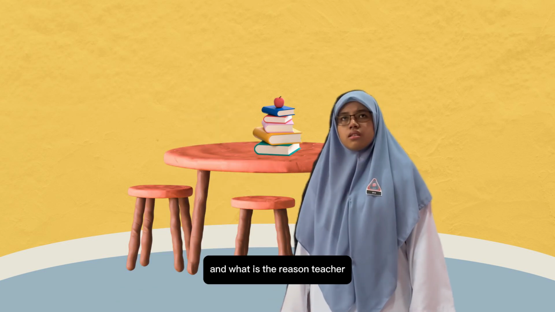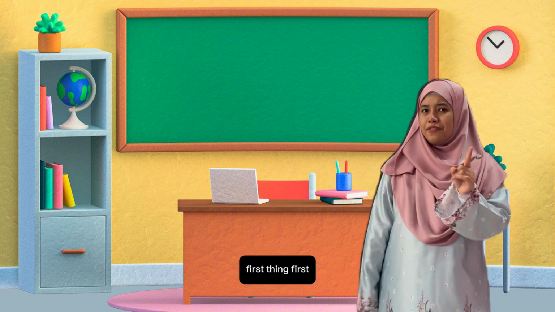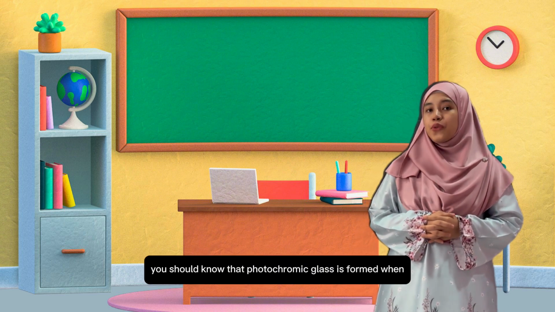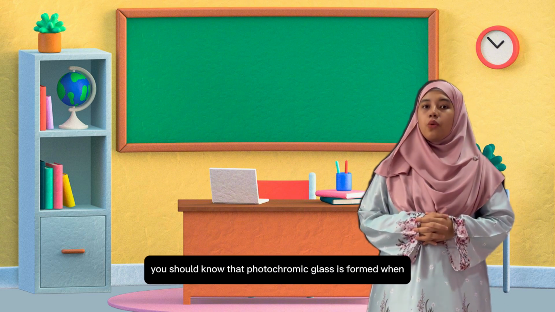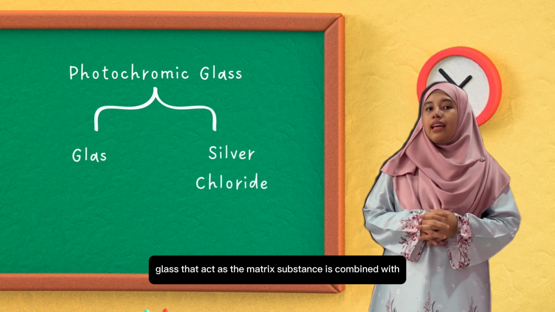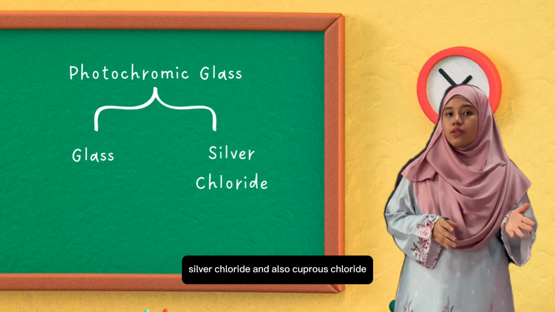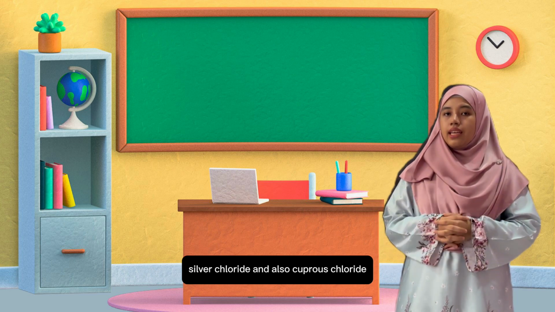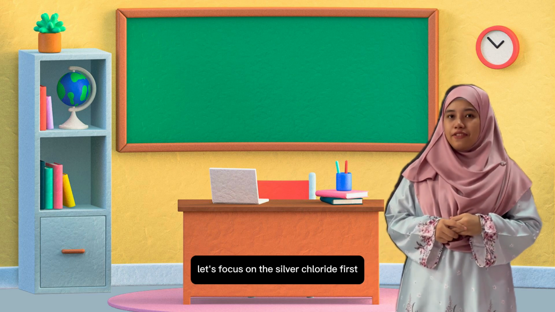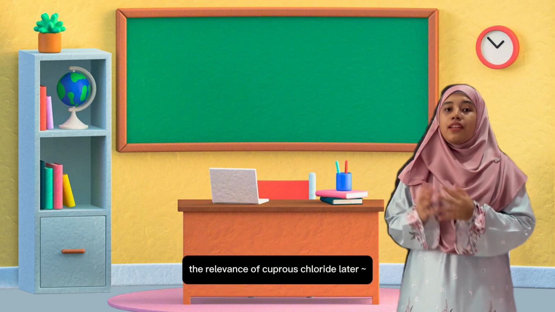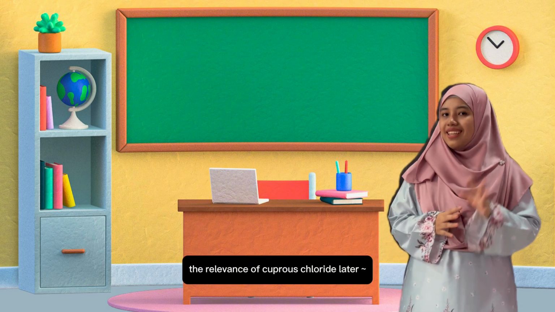And what is the reason, teacher? First thing first, you should know that photochromic glass is formed when glass that acts as the matrix substance is combined with silver chloride and also cuprous chloride. Let's focus on the silver chloride first, and I will tell you the relevance of cuprous chloride later.